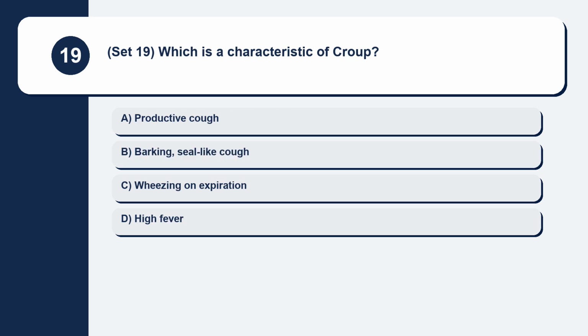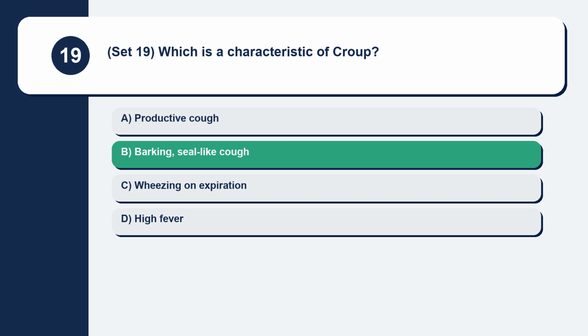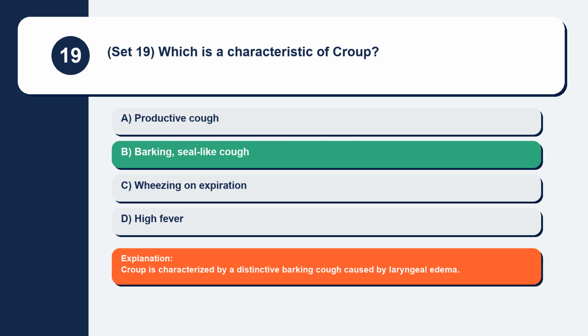Question 19, Set 19. Which is a characteristic of croup? Productive cough, barking seal-like cough, wheezing on expiration, high fever. Croup is characterized by a distinctive barking cough caused by laryngeal edema.